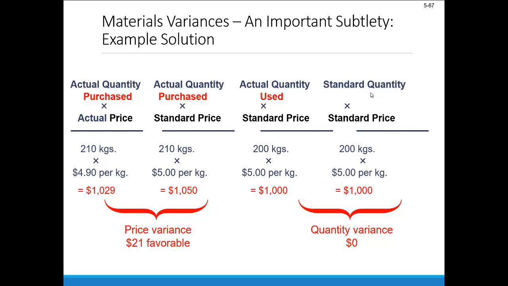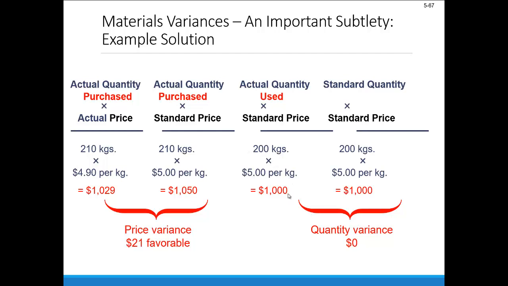The flex budget equivalent, the standard quantity is the 200 kilograms used for the jackets times the $5 per kilogram that it should cost, or $1,000. Now we're saying the actual quantity used was only the 200 kilograms, what it should have been in other words, times that standard price of $5.